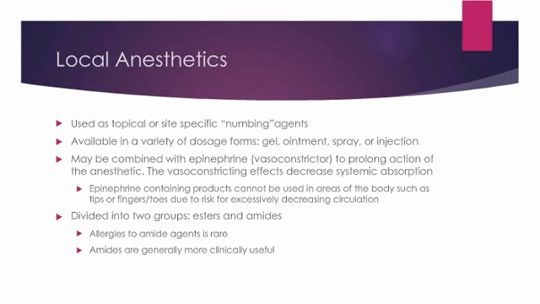To finish up this chapter, we're going to touch a little bit on local anesthetics. Local anesthetics are used as topical or site-specific numbing agents. They are available in a variety of dosage forms, such as gels, ointments, sprays, or injections.